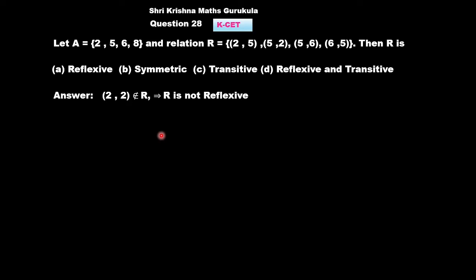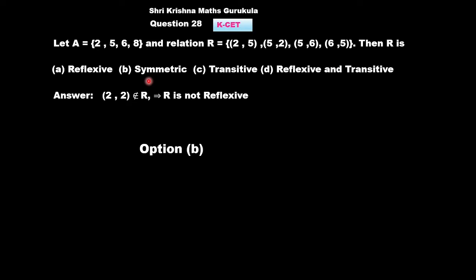To disprove something, you just have to give one example. We don't have to give all the examples. Since it is an MCQ, you don't have to give, just understand that. But let us check for symmetry. Here, option A and option D are eliminated now. Clear? So we'll look for symmetry. (2, 5) exists, (5, 2) also exists. Then (5, 6) exists, that means (6, 5) also belongs to the relation. That means this is a symmetric relation. So our answer is option B.